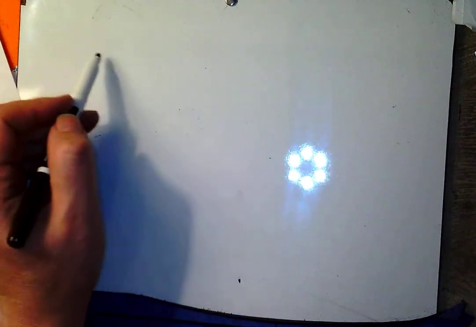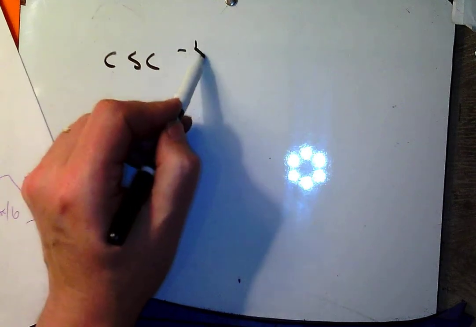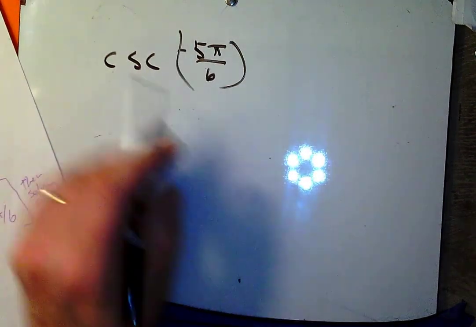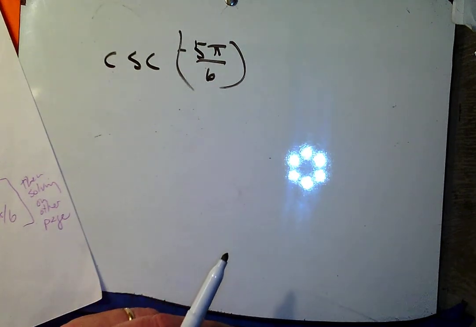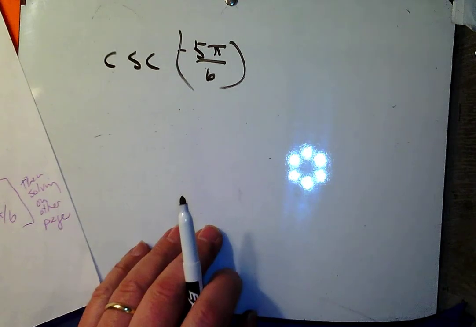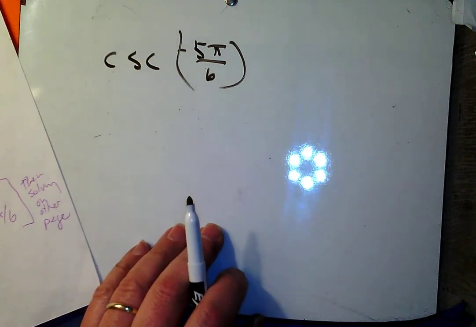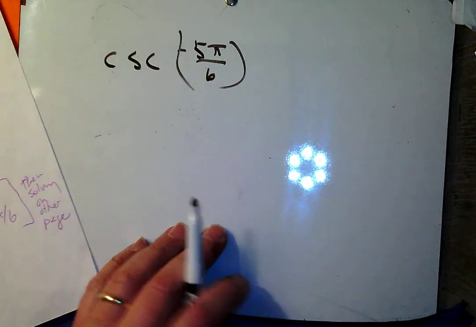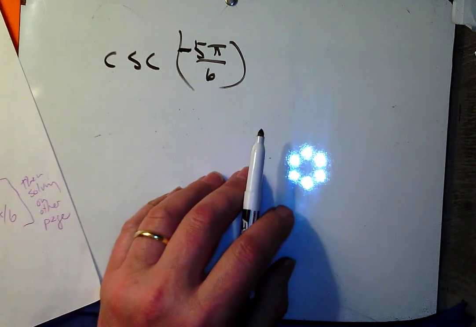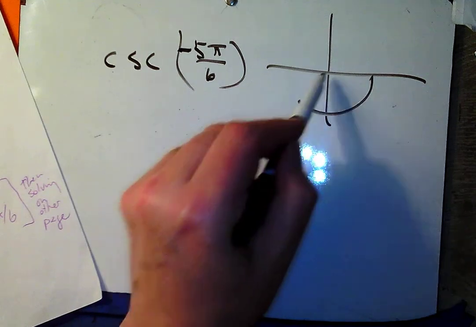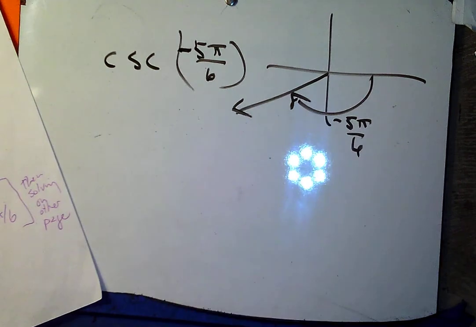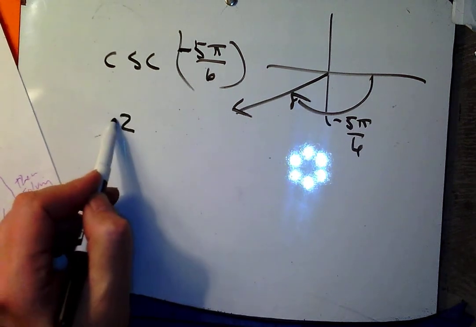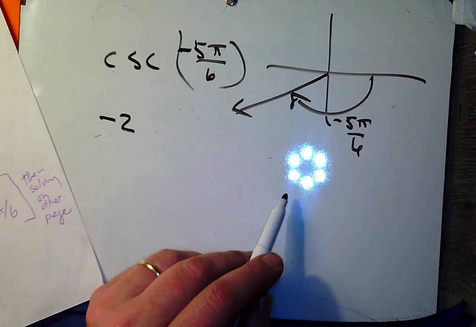Okay, so a couple more of these. How about cosecant negative 5 pi over 6? What do you get for cosecant of negative 5 pi over 6? 5, 4, 3, 2, 1. Did you get negative 2? Because I think I did.